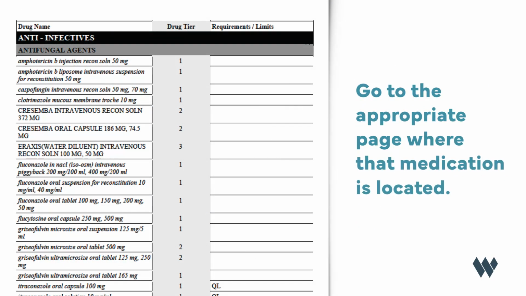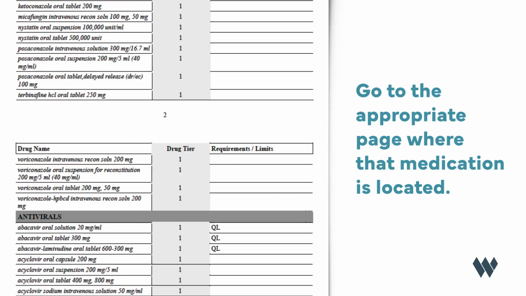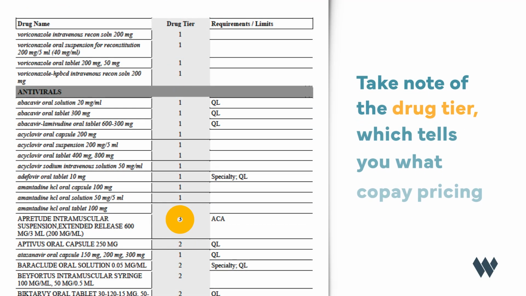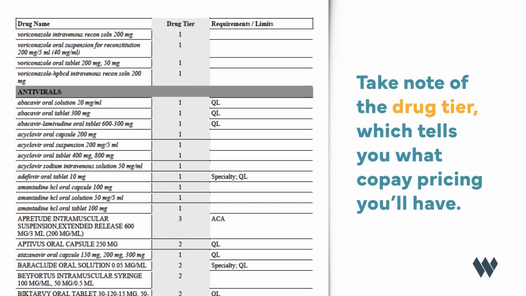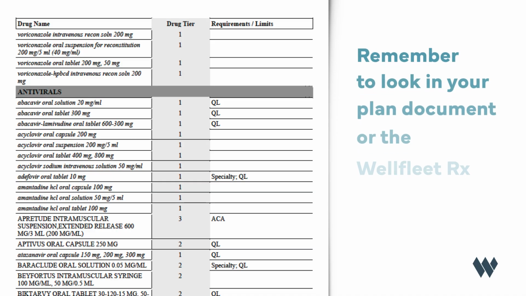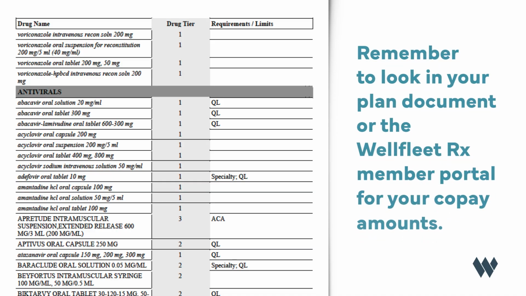Once you've found your medication on the formulary, take note of the drug tier 1, 2, or 3, which tells you what copay pricing you'll have. Remember to look in your plan document or the Wellfleet RX member portal for your copay amounts.